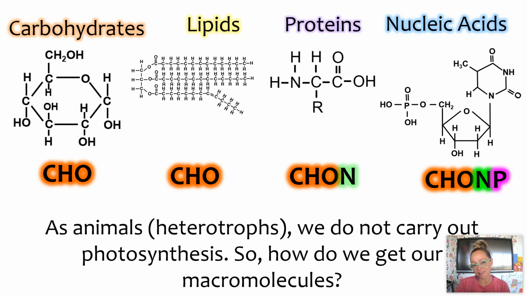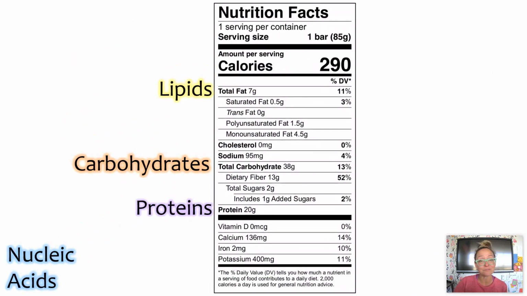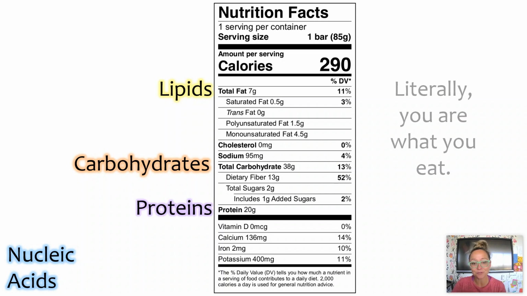Now, we do not carry out photosynthesis though, right? So where do we get our macromolecules? Well, that's going to be the food that we eat. When you look at nutrition labels, for example, if you're eating some kind of processed food, you'll see fat, carbohydrates, proteins. Those are our macromolecules. Hopefully you're eating whole foods as well. Those will have lipids, carbs, proteins, and nucleic acids. Okay, so keep in mind, you literally are what you eat.